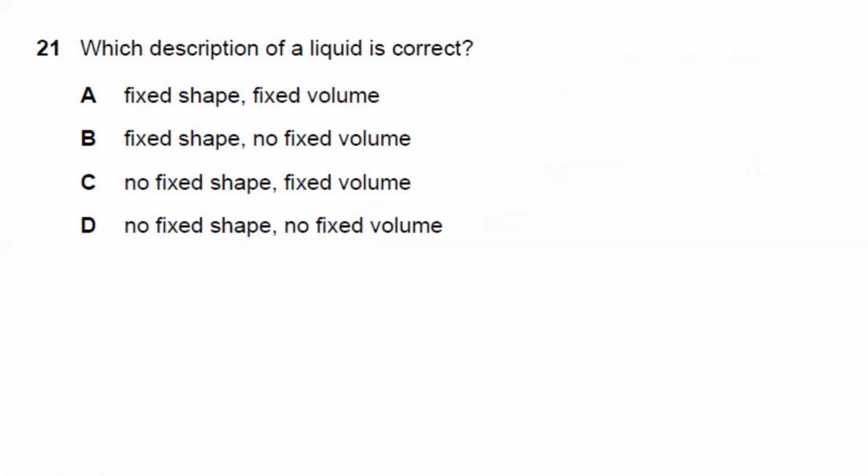Question number 21. Which description of a liquid is correct? Liquid has a fixed shape? No, liquid does not have a fixed shape. Liquid takes the shape of the beaker or the container in which it is poured. Fixed volume? Yes. So basically liquid has a fixed volume. So this is right.